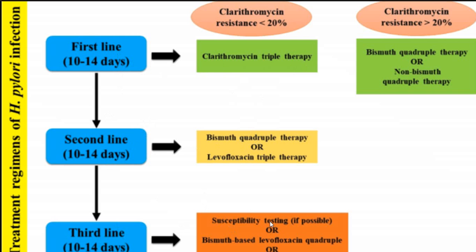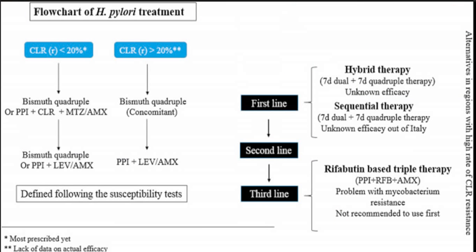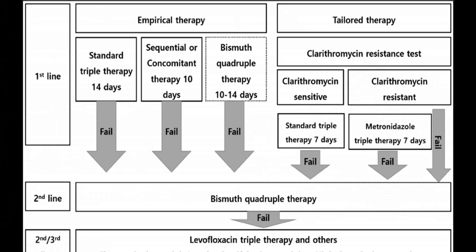You do a testing and then decide which treatment to utilize. So they go for first line, second line, third line therapy. In first line, hybrid therapy, sequential therapy. Second line you can go, and then if second line does not respond, then third line therapy. And now even in third line, rifabutin based triple therapy is also being tried. At your leisure time you can go through.